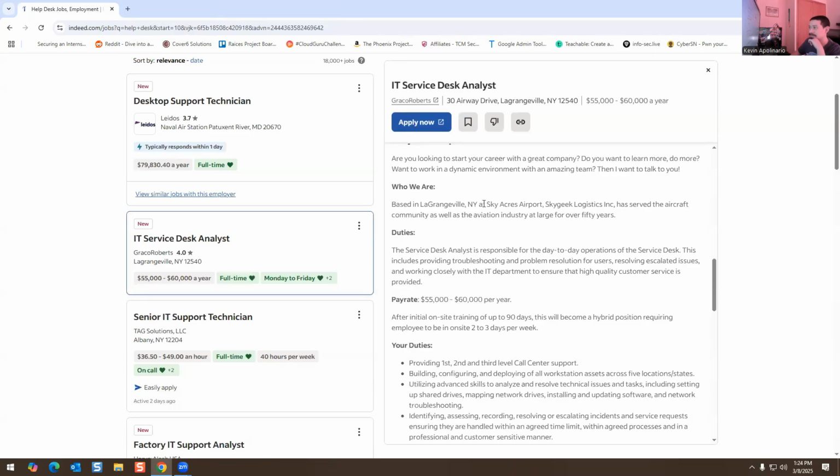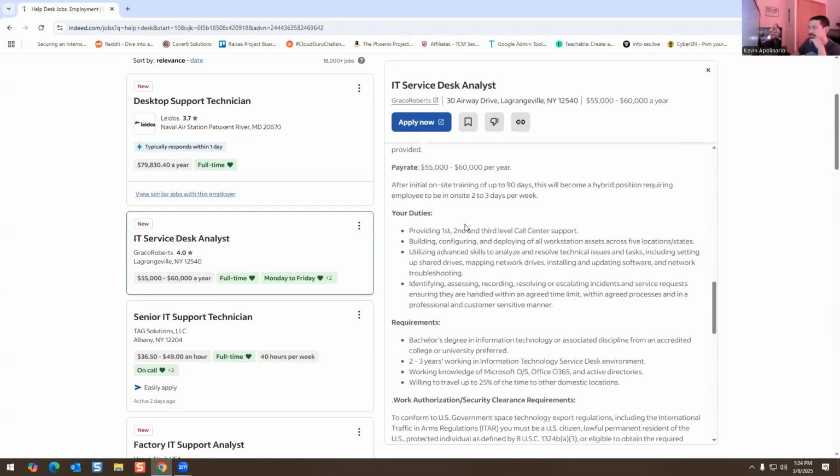It's based in New York. So providing level one, level two, third level support. They're asking for Office 365 experience and Active Directory experience. You have to be willing to travel 25%. That's a lot of these jobs.